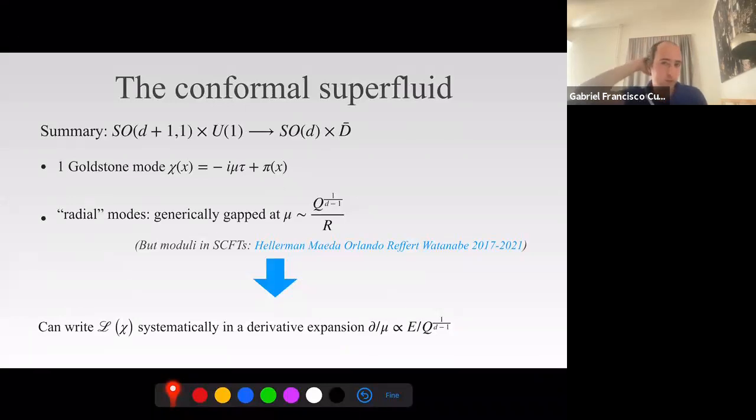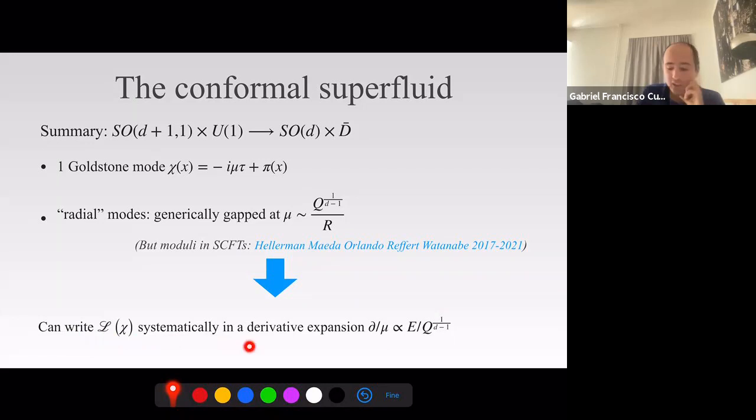So, okay. Even if the theory is strongly coupled, we assume that we can describe some features of this path integral through effective field theory, and the effective field theory is specified by this symmetry breaking pattern. More precisely, we can write the effective field theory in terms of a single Goldstone mode, and assume all the radial modes will be gapped at the most natural scale, which is the chemical potential, which is some power of Q. The exception to this rule concerns moduli spaces in superconformal field theory, so the case where you have additional symmetries, and therefore you can start having more universality classes from the symmetry breaking pattern.